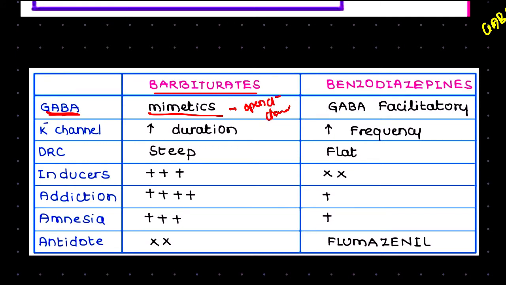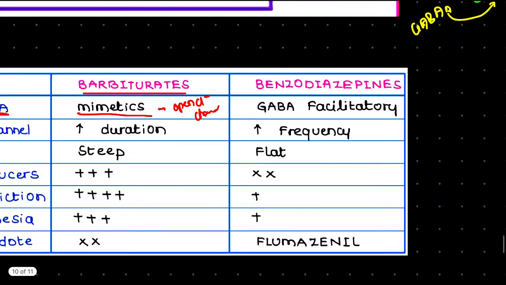They will open the chloride channel. But benzodiazepines facilitate GABA. That means they will not themselves open the chloride channel, but they will help GABA. They will sit in one chair and tell GABA to open the chloride channel. That means they give the order. They are doing it indirectly, but barbiturates are doing it directly, like GABA, opening the chloride channel.